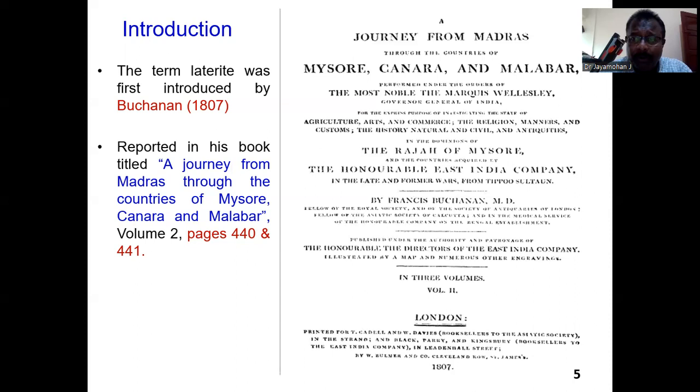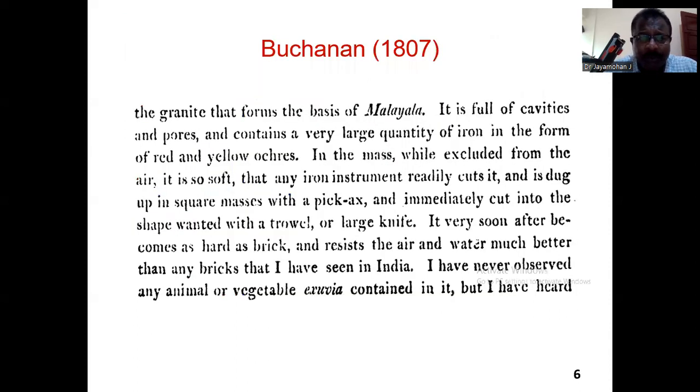And so Buchanan traveled through Mysore, Kannada, and Malabar, and his travel details are recorded in the book authored by him titled "A Journey from Madras" to the countries of Mysore, Kannada, and Malabar. And he wrote this book in the year 1807. The earliest references to laterite soil is found in this book, and especially in pages 440 and 441. Now we'll see the excerpts from his book.